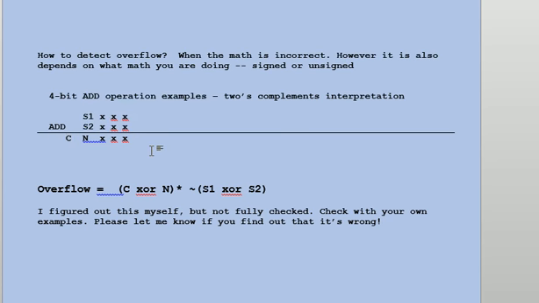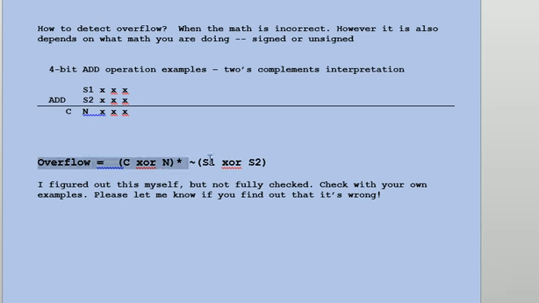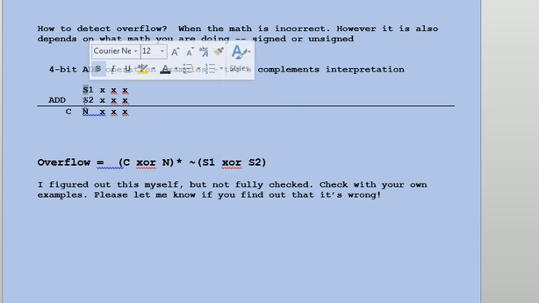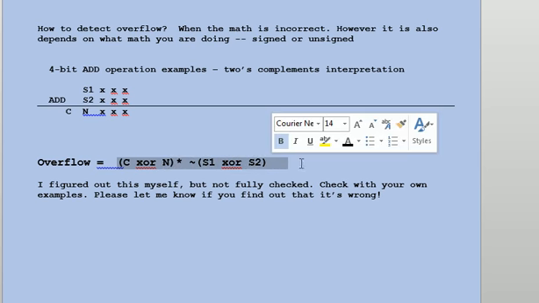So then how do you determine whether this addition is overflow or not overflow with the two's complement encoding? I just figured out this formula, with S1, S2, N for negative, and C for carry. That's how you determine whether there is overflow or not, using the logic knowledge we learned from class.